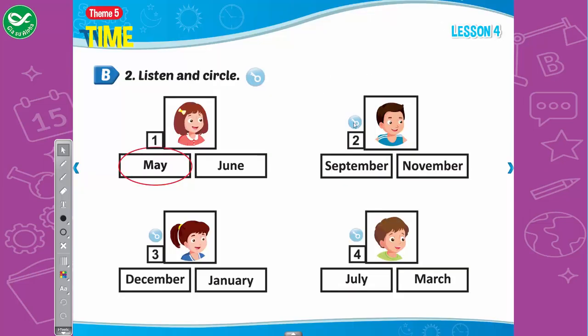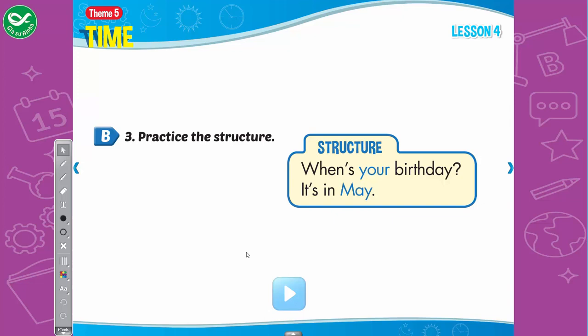B. 2. Listen and circle. 2. What is your birthday, Bill? It's in November. 3. What about you, Lucy? When's your birthday? Oh, it's in January. January? Yeah. 4. And you, Tom, when's your birthday? It's in July. Time for cake. B. 3. Practice the structure. When's your birthday? It's in May.